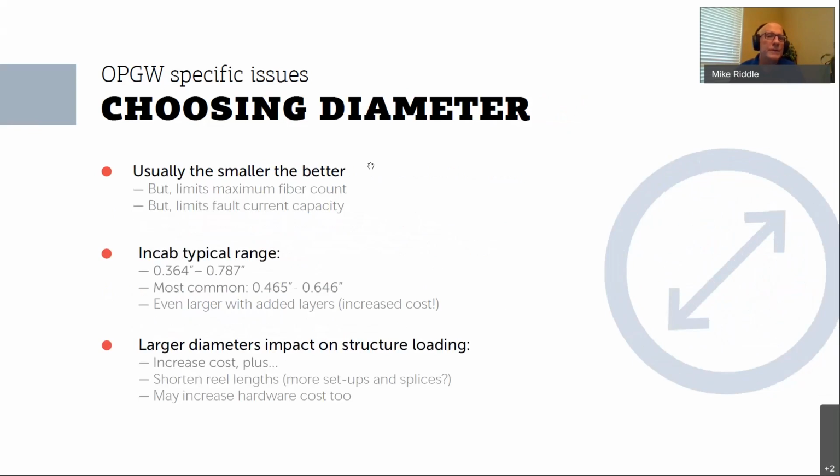Diameter, as I said earlier, the smaller the better in general, but you do have to be aware of the trade-offs. These are typical ranges for us and for other cablers too. The most common range is this, but in theory, I can do any size that you want. But again, consider the trade-offs. Larger diameters, in addition to increasing the cost of the cable, right? Because bigger diameter means more material, that means more cost, all else being equal.